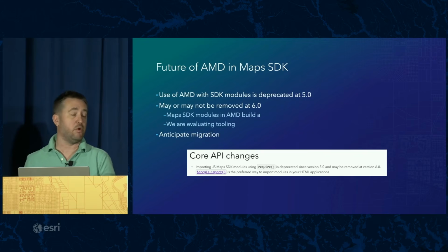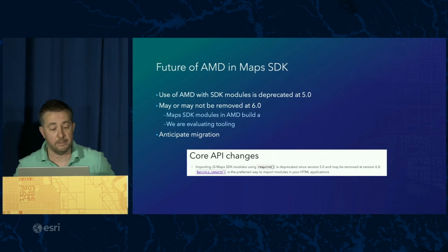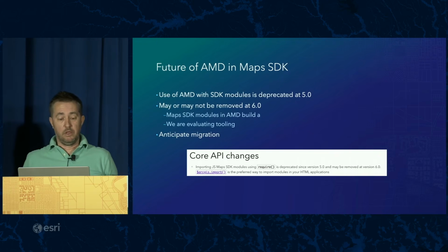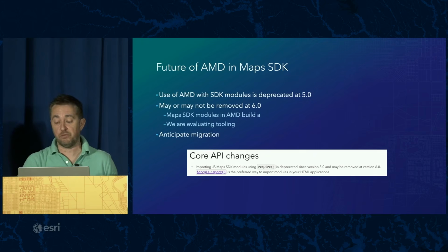We are still looking for a replacement because today the tools we use to build the AMD modules produce a better build than other tools like Rollup. So just anticipate your migration, so that if it's happening in 6, or in 7 next year, or in 2 years, you have a smooth transition.